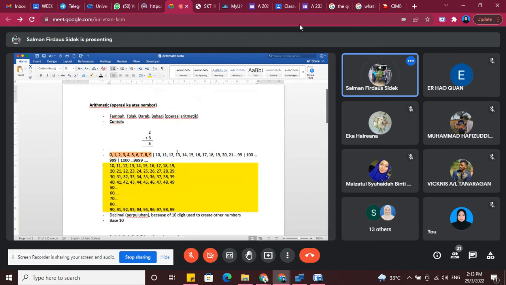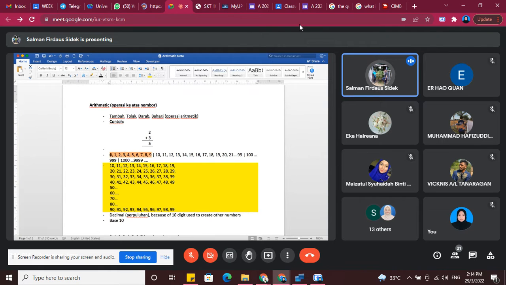decimal. Why do we go back to decimal? Because decimal is the number system that is very familiar to us, because we use numbers in decimal. So that's why kena patah balik to decimal, baru kita faham konsep yang seterusnya.